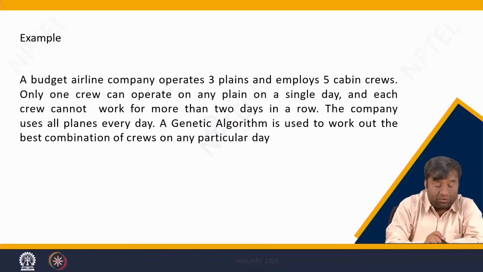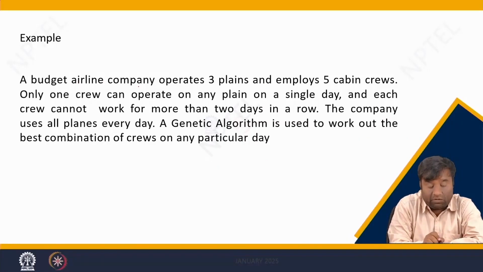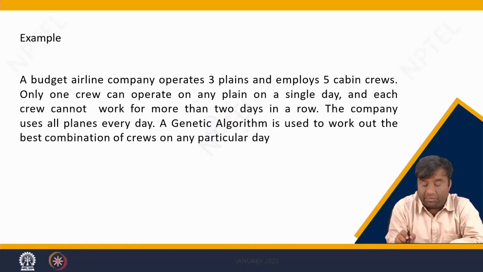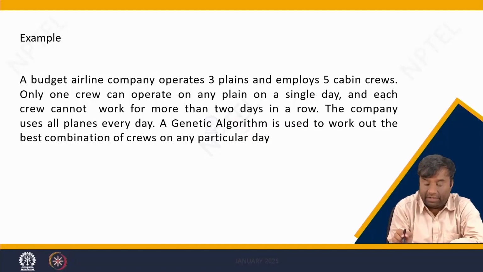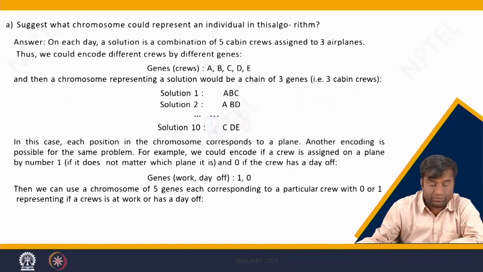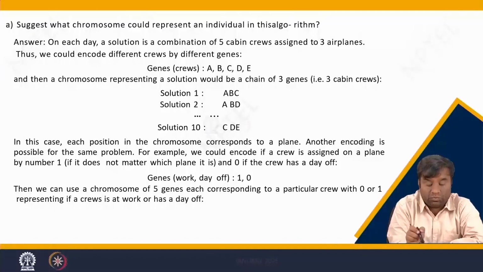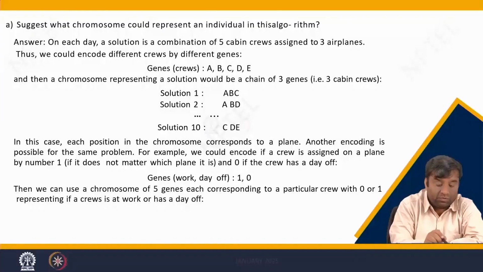Now an example. A budget airline company operates 3 airplanes and employs 5 cabin crews. Only one crew can operate on any plane on a single day, and each crew cannot work for more than 2 days in a row. The company uses all 3 airplanes every day. A genetic algorithm is used to work out the best combination of crews on any particular day. So suggest what chromosome would represent an individual in this algorithm.